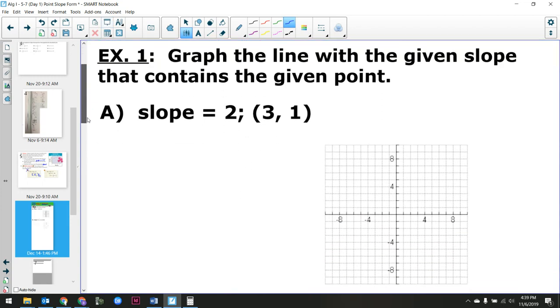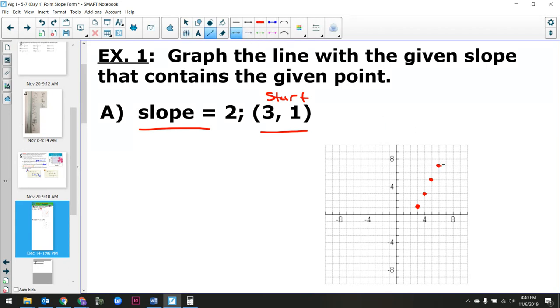Okay, let's start here by just graphing. Graph along with me here. So when I'm given a slope and a point, I want to start at the point to graph my line. I want to start here at 3, 1. Always start at the point. Start here, and then use your slope to generate some more coordinates. Up 2 over 1, up 2 over 1, up 2 over 1, and so on, and then enough points that you can make your graph.